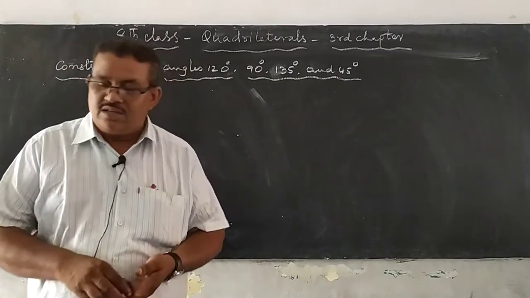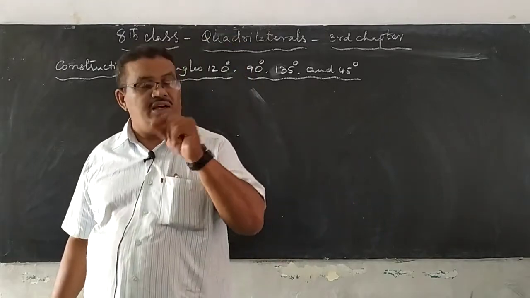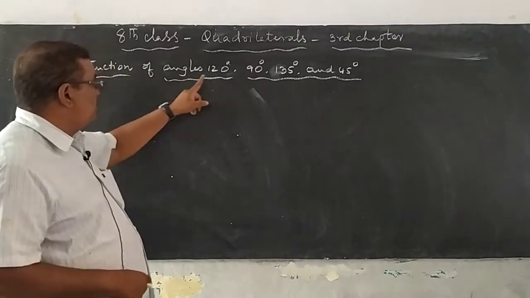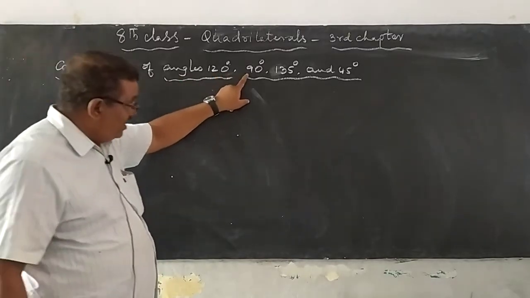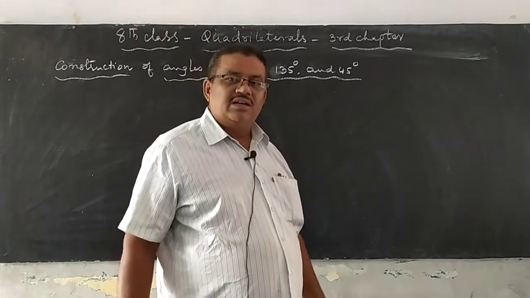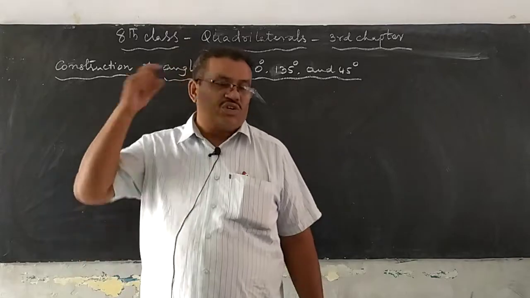Hi 8th class students, in the last class we constructed the angles 60 degrees and 30 degrees. Today's class we have to construct the angles 120 degrees, 90 degrees, 135 degrees and 45 degrees. After this completion we have to go for the construction of quadrilaterals.